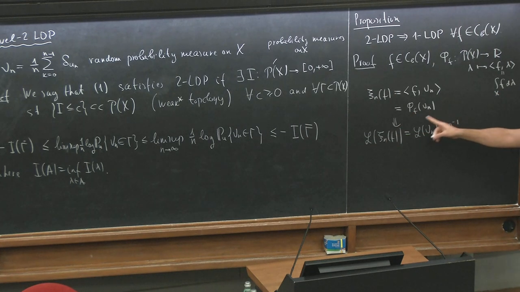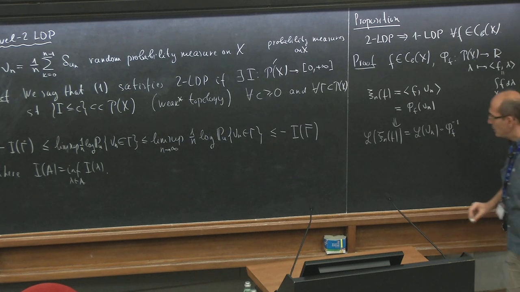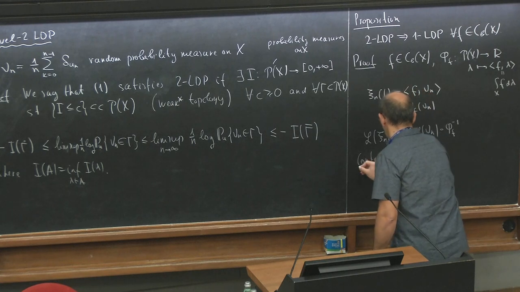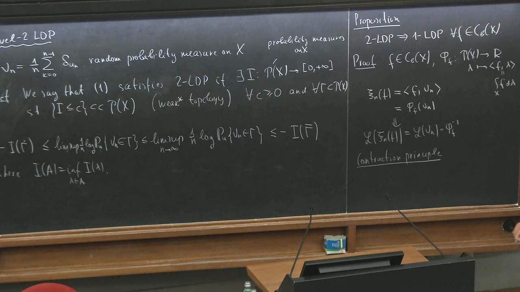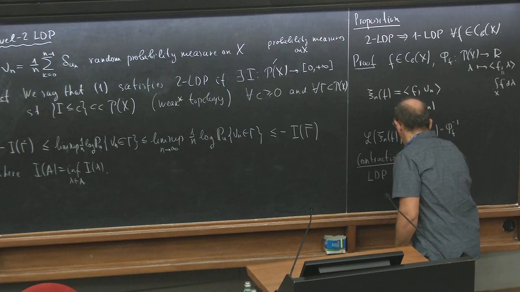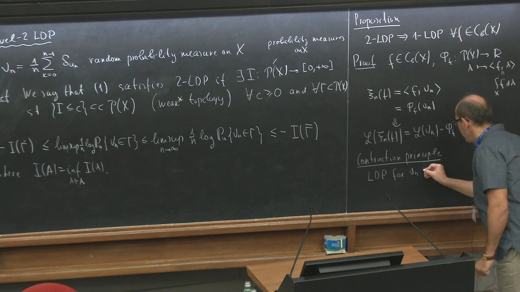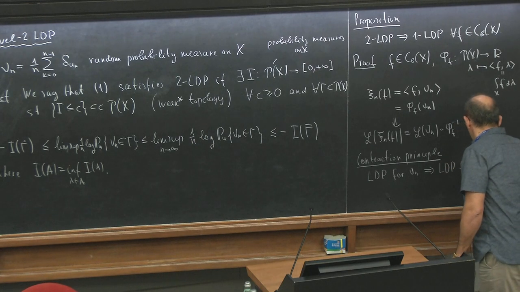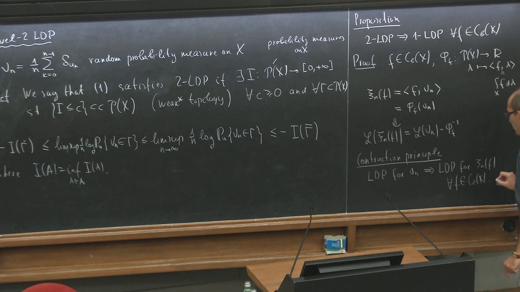And now this application, which sends the laws on P(X) to the laws on R by this formula with respect to phi f, is continuous. And there is what is called the contraction principle. It has nothing to do with the Banach contraction principle about fixed points. And it says that if you have an LDP for nu n, this is exactly the level 2 LDP, then due to continuity of phi f, you will have an LDP for psi n of f for any f which is bounded and continuous. So this is really a direct application of the contraction principle, and you can find it in any book on LDPs. This is one of the first results. This is really a soft result.